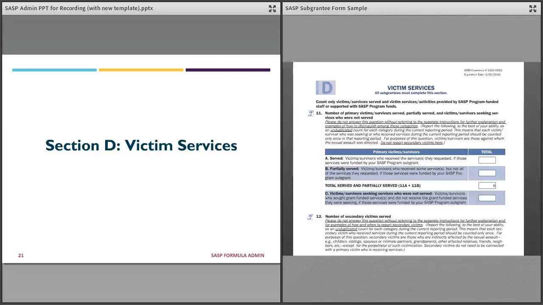Next is Section D, Victim Services. All SASP subgrantees must complete this section. Most of the data in this Victim Services section is congressionally mandated. Congress wants to know how many of the number of victims and survivors seeking services were served and how many could not be served.